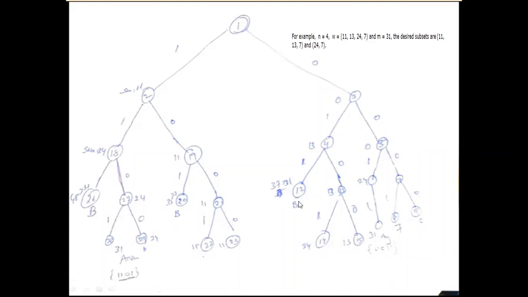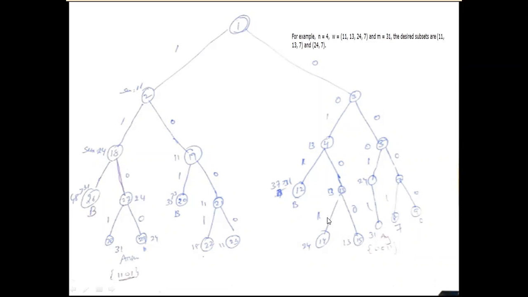The 12th node is killed and we go backtracking. We go back, and the fourth node generates another child, the 13th node. The 13th node represents that the first element is not included in the sum, the second element is included, and the third element is not included, so the sum equals 13.